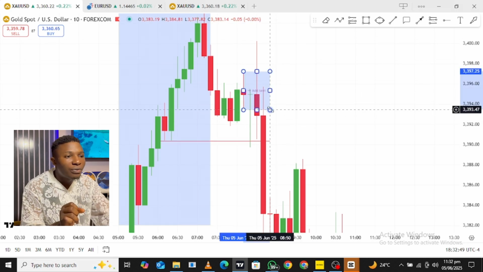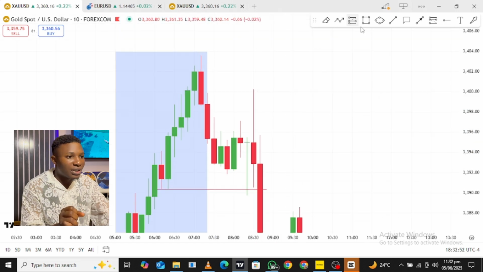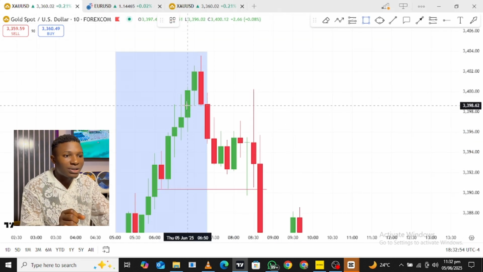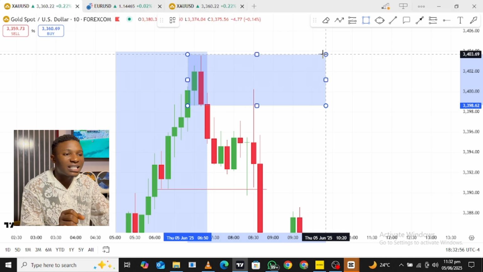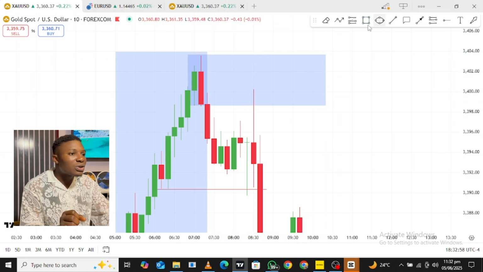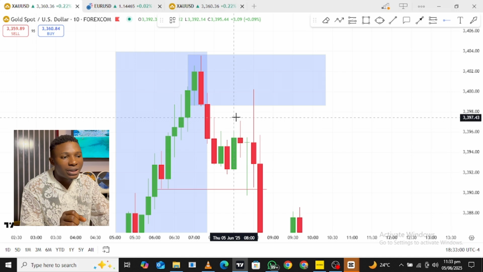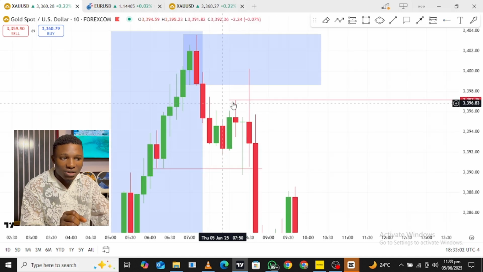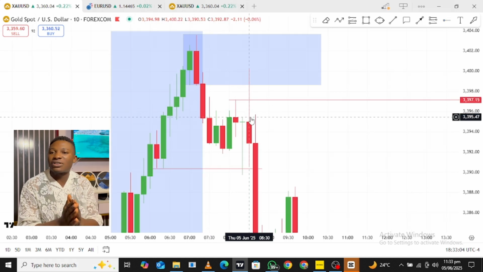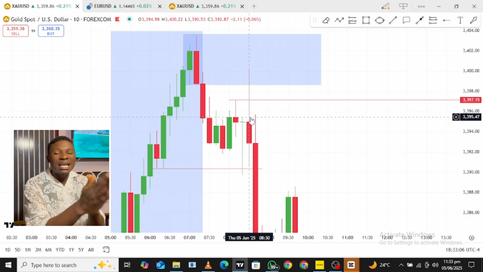Price went above it and then respected the order block above it. Can you see? Price respected the order block above it, and then this is the order block above it. So price took it out as liquidity. This is the high. Can you see? This is the order block right here. So price is going to take it out as what? A liquidity.